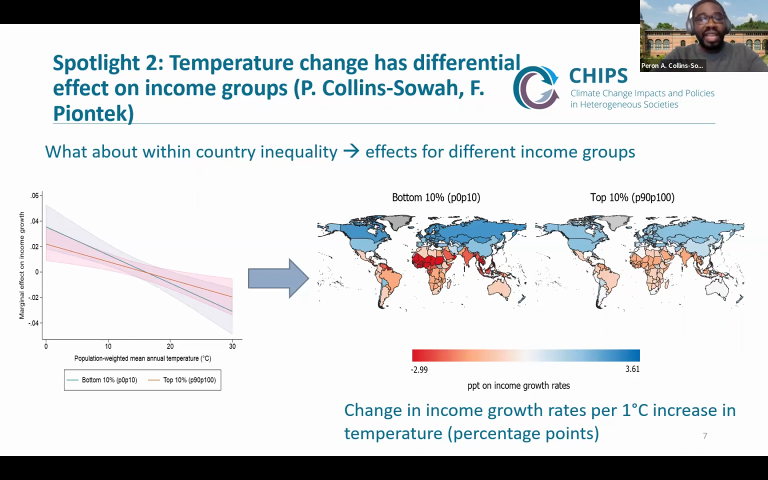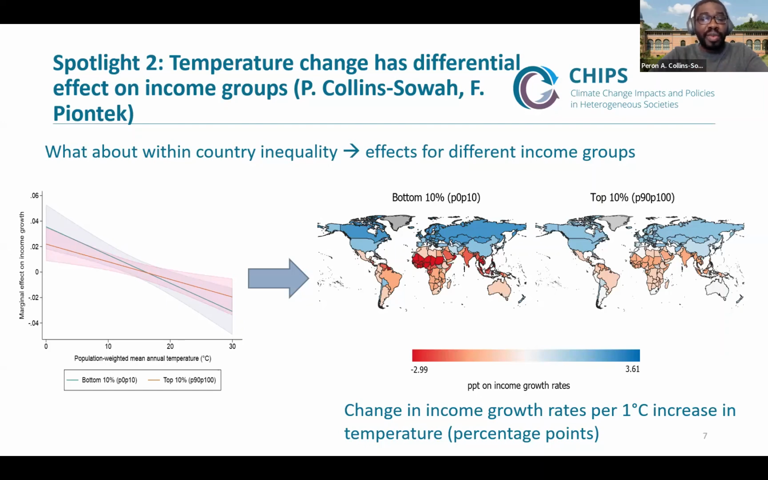On the left-hand side, we show the marginal effect, that is the effect of a 1 degree increase in population weighted mean annual temperature on income growth for two income groups, the bottom 10% and the top 10%. Here we can see that at the lower end of the temperature spectrum, the effect of temperature change on the income growth of the bottom 10% is larger than on the top 10%. This is logical because lower income groups are more vulnerable to climate change, or work in more vulnerable sectors like agriculture and outdoor activities. So below the optimum, the effect of temperature is positive for them.